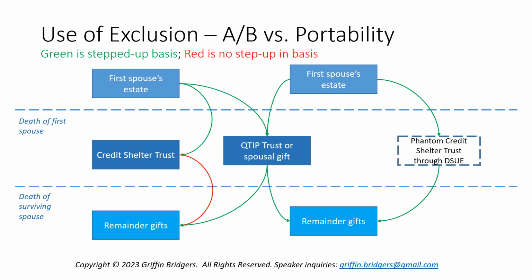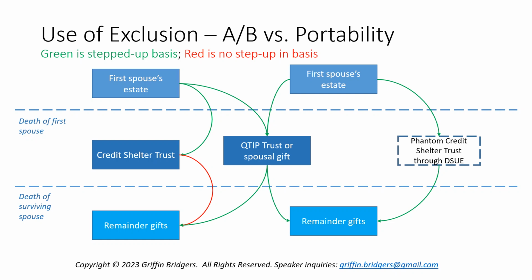Each of these lines, if they're green, represents a step up in basis. The one red line illustrates a situation where there's no step up in basis, and that red line extends from the credit shelter trust. So the big benefit with portability is that through the use of that phantom credit shelter trust, we get a second step up in basis, but with still a lack of estate tax attached to that.